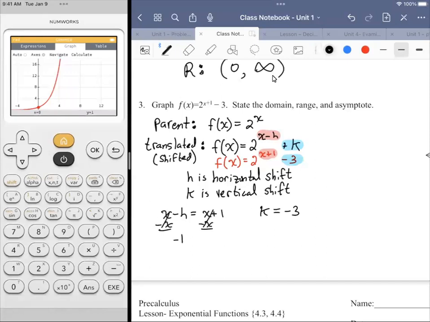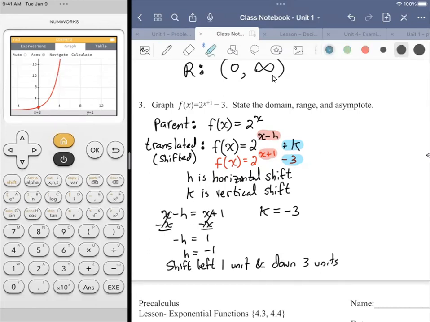It cancels on both sides. You get negative h is equal to a 1, so the h value would have to be a -1. All right. So this is going to tell me to shift left 1 unit and down 3 units.